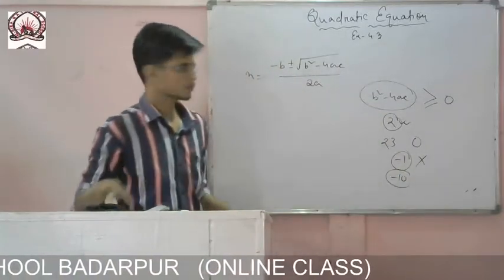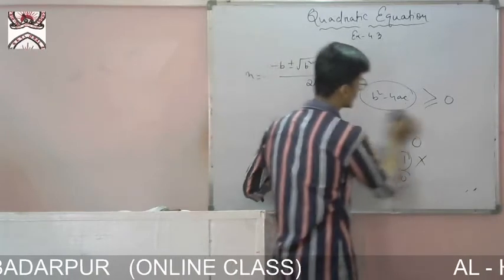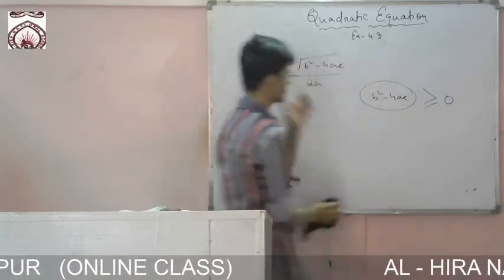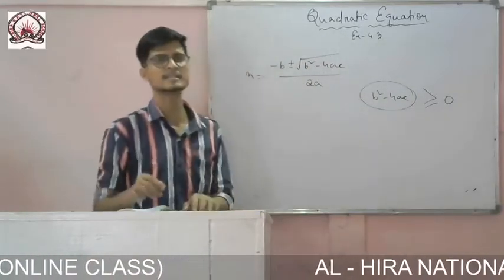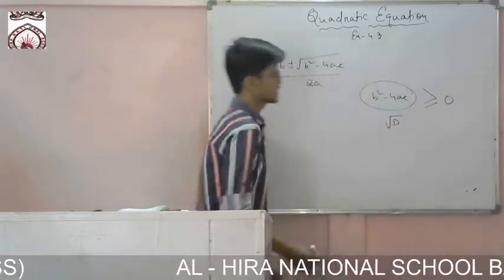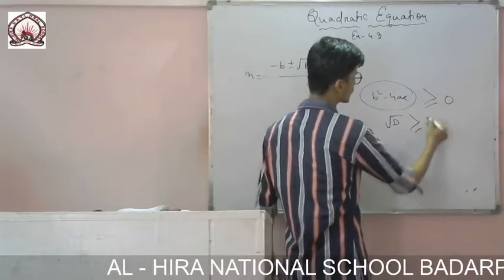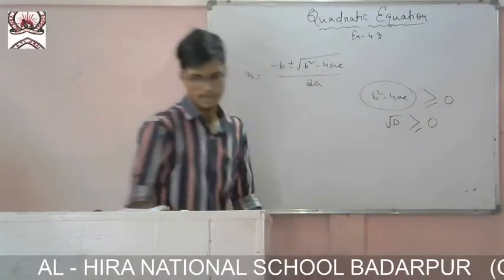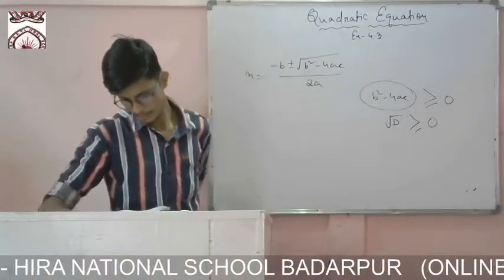Have you understood what I want to say? It will be possible only if b square minus 4ac is greater than or equal to 0. That is the discriminant, and we denote it by D. So D should always be greater than or equal to 0.